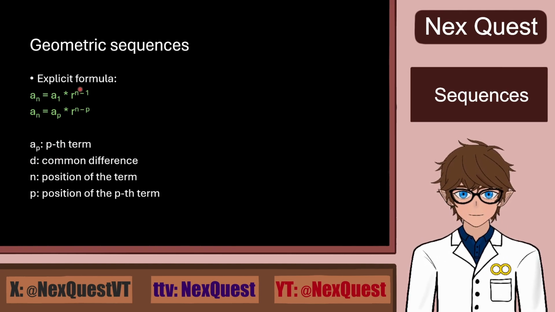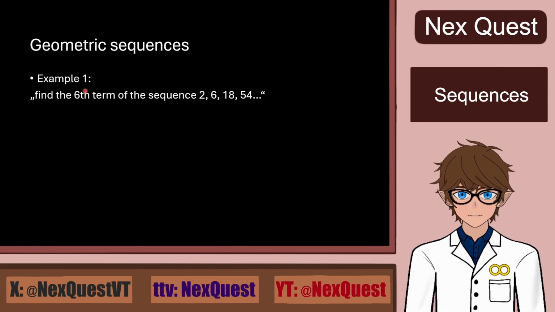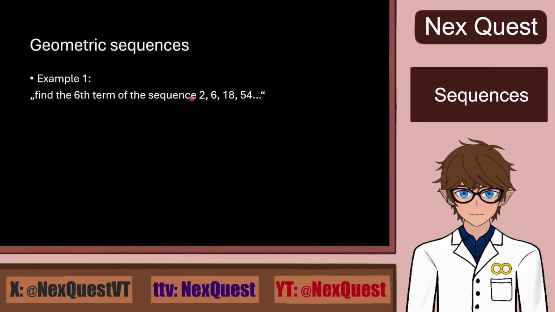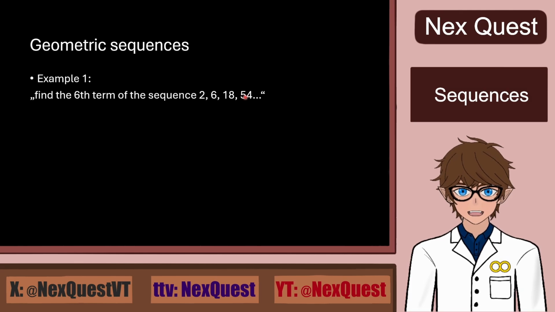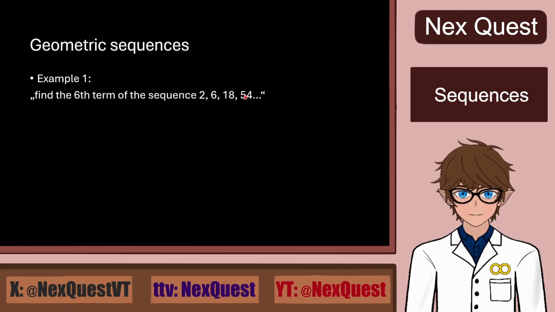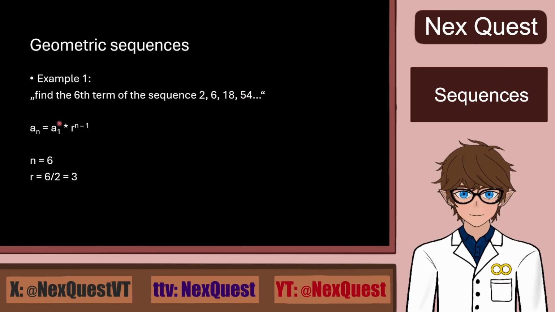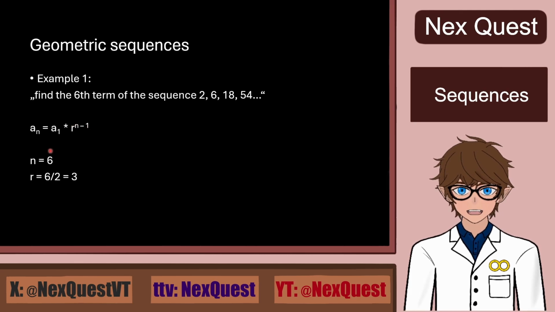But yes, we just replaced one with p and we got the explicit formula for the geometric sequence. Now, the first example we have to solve is: find the 6th term of the sequence 2, 6, 18, and 54. Now, we could just multiply 54 by r 2 times, which is essentially what we're doing, but let's solve it using the formula. The 6th term is the first term times the ratio to the power of n minus 1.